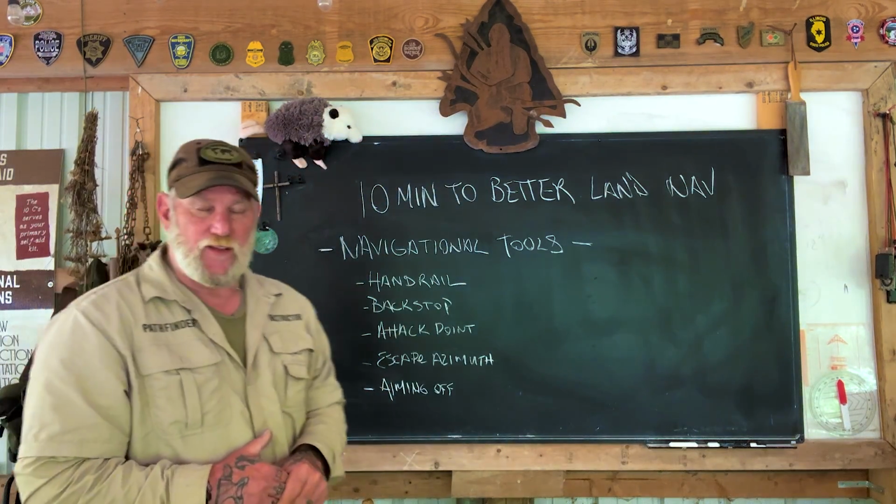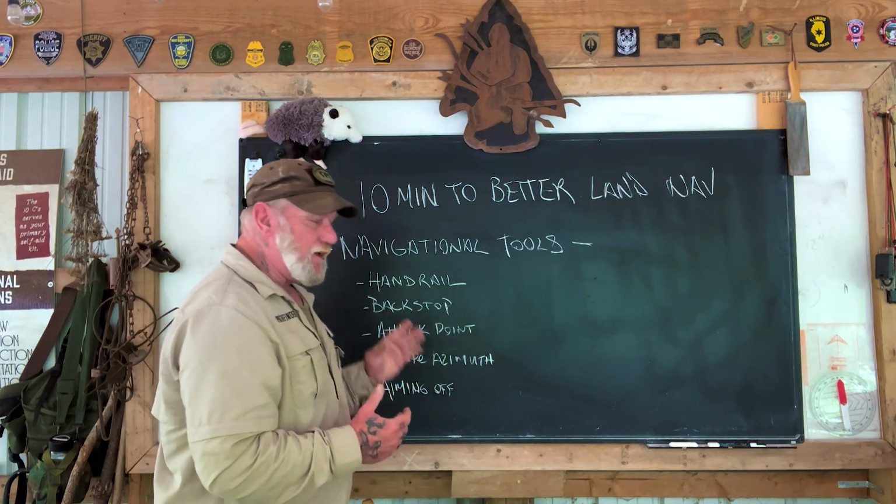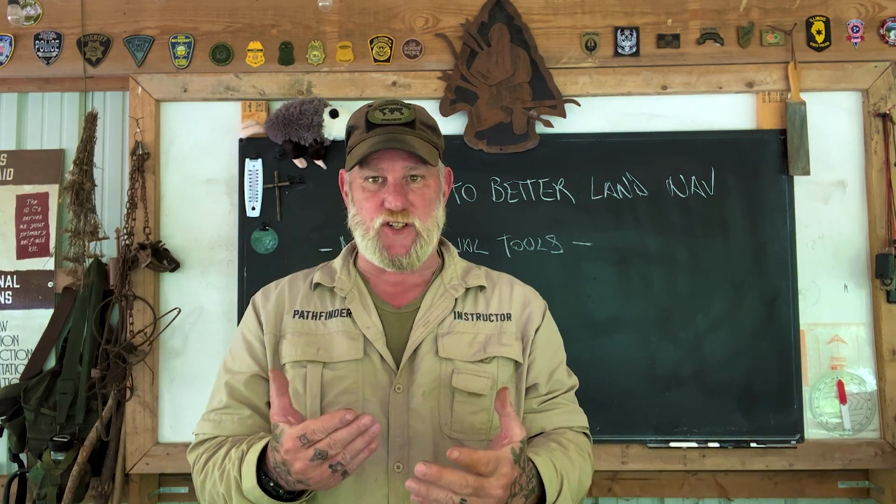An escape azimuth is something that we plan before we go out. So again, it comes down to kind of this same concept of a handrail, but it's something that's linear, or it could be perpendicular, but it's someplace that's our safe zone.